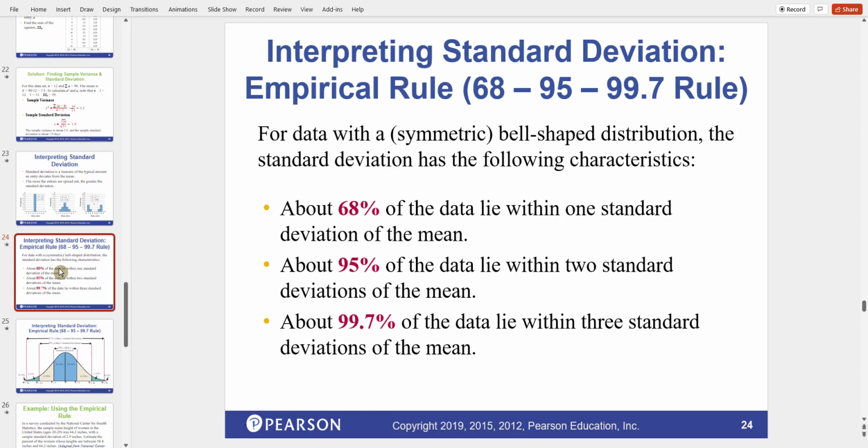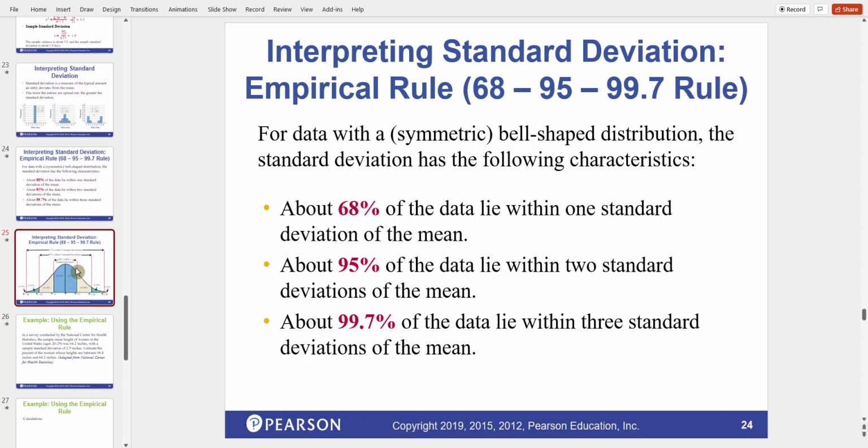So the next thing we're going to talk about is the empirical rule, which is the 68, 95, 99.7 rule. For data with a symmetric bell-shaped distribution, the standard deviation has the following characteristics. About 68% of your data lie within one standard deviation of the mean, 95% of the data lie within two standard deviations of the mean, and 99.7% of the data lie within three standard deviations of the mean.